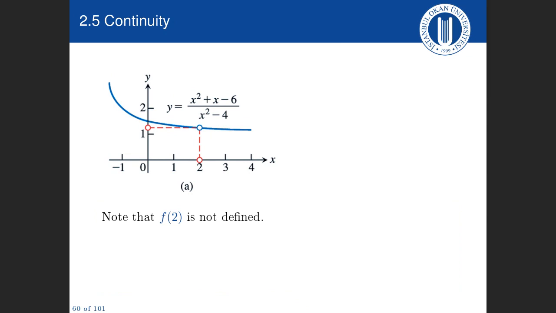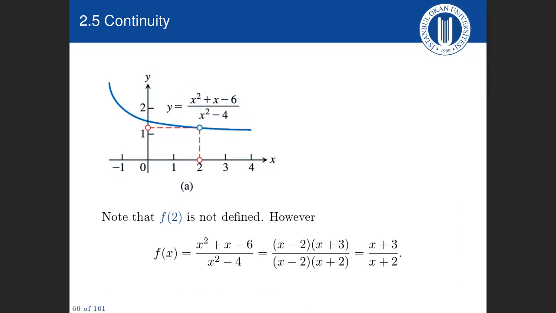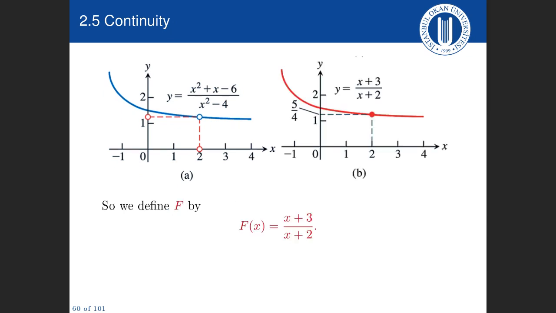Now, note that f of 2 is not defined. However, we can factorize the top and the bottom, the numerator and the denominator, and cancel x minus 2 terms to get x plus 3 divided by x plus 2. So we're going to define capital F to be this function, x plus 3 over x plus 2. Then where small f is defined, small f is equal to capital F. But for capital F, we've filled in the hole.